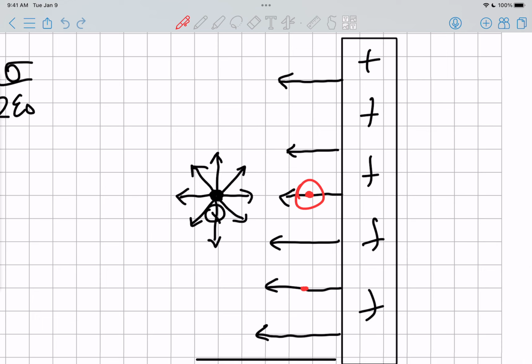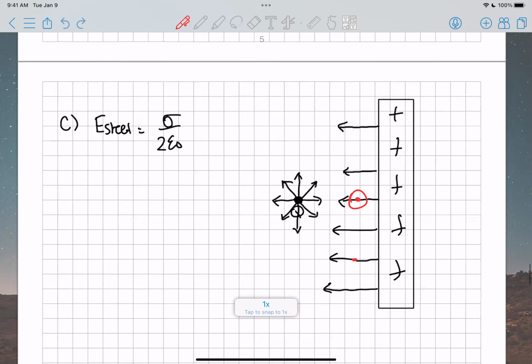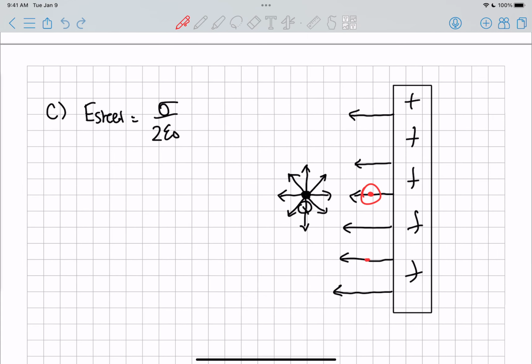So we don't want any Y components from the source charge, and we want to make sure that the X components perfectly cancel out, right? So C is simply, you can just say between Q and the sheet, right? And you can draw that. That's it.